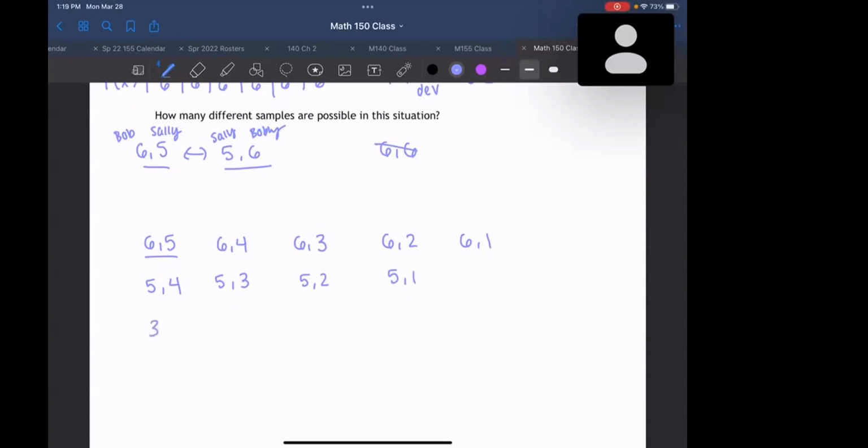Well, I can't write 3, 5 because I already wrote that down. I can't write 3, 3. So I guess I'm left with writing, oh my goodness, I skipped down to 3 and I forgot 4. I am very sorry. Okay, I can't write 4, 5, and I can't write 4, 4. So I'm left with writing 3. There we go.